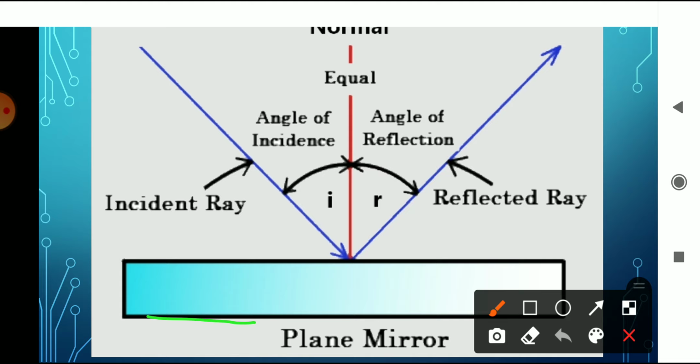This is the mirror. Incident ray and reflected ray, the midpoint of the normal. The angle of the reflected ray is i, and the angle of the reflected ray is r.